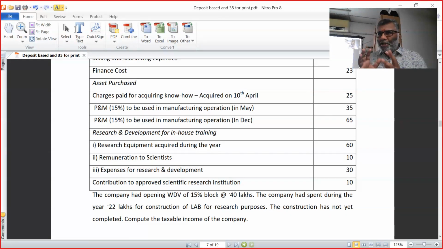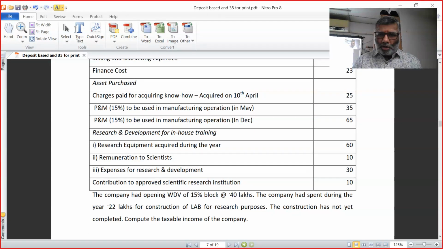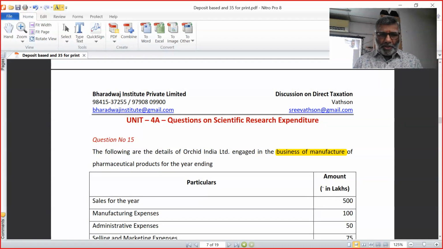Always in such questions in examination, start with the working note for depreciation, so that you will know what is the space required. Otherwise, if you try to do the depreciation later from the answer, you will get confused. Remember it is a manufacturing concern, in the business of manufacture, so additional depreciation will come for the plant and machinery purchased during the year. So I'm starting the solution with the depreciation working.